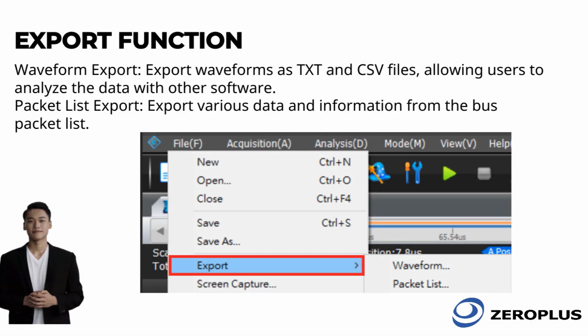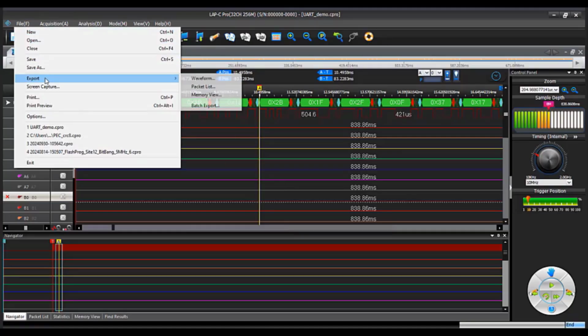Export function. Exporting allows data to be created in TXT or CSV formats. Typically, the packet list export is provided to others for understanding the data of the device under test. This is the operation instruction for the export function.